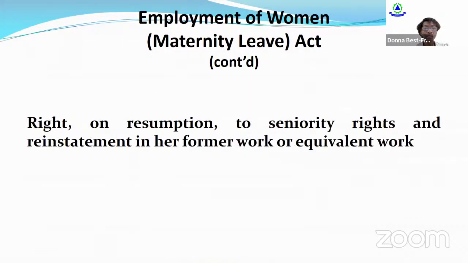The other protection that it offers is that females who are pregnant and who go on maternity leave are protected by the Act from being reduced to other levels of employment. The Act outlines that on resumption of work after maternity leave, they are entitled to their seniority rights and must be reinstated in their former work or equivalent work. So that's another form of protection for persons who are on maternity leave.